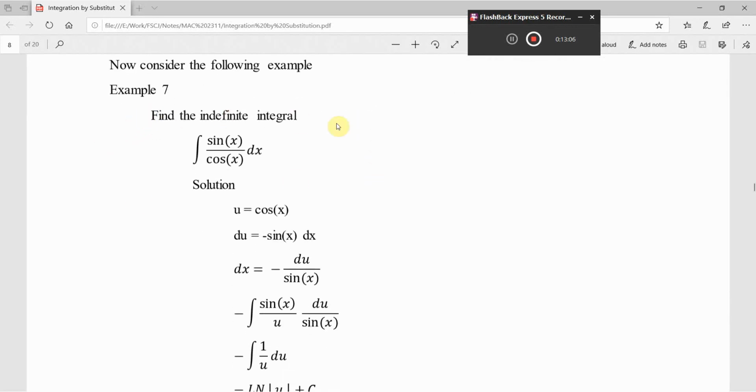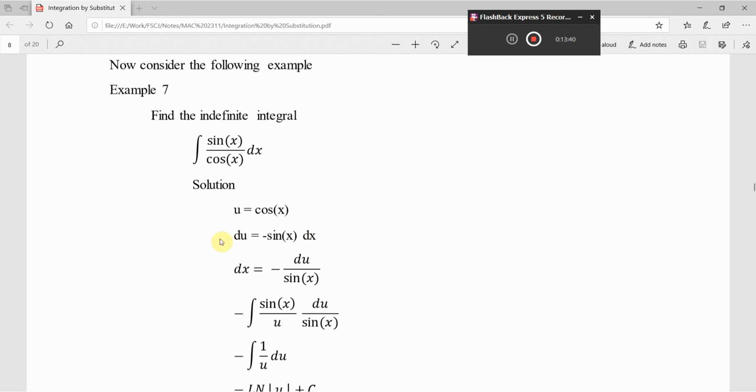So find the indefinite integral. So this is the indefinite integral of the sine of x over cosine of x dx. Alright, so here my solution, I'm going to let u equal cosine of x, the thing on the bottom of the fraction. Well, du, when I take the derivative of this equation, this gives me du is equal to, well, the derivative of cosine is a negative sine of x dx.